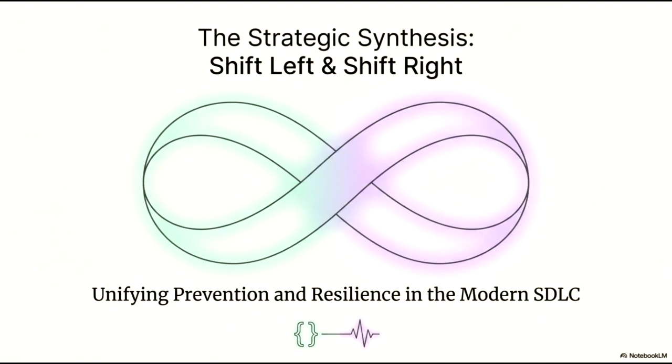As depicted by the infinity loop, shift left represents our commitment to proactive prevention, integrating security and quality at the very beginning of the development process. Conversely, shift right focuses on real-world resilience, leveraging monitoring and observability in production to ensure our systems can withstand and adapt to unforeseen challenges. Together, these strategies create a continuous, virtuous cycle of improvement, ensuring that we deliver software that is not only high quality, but also incredibly robust and dependable.